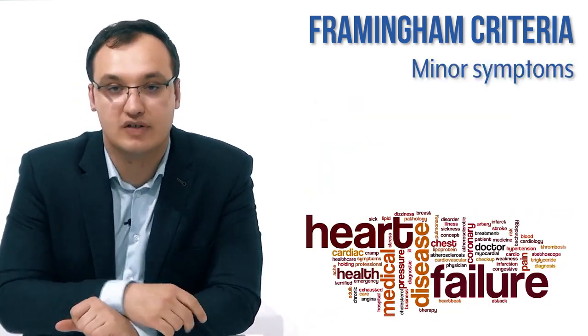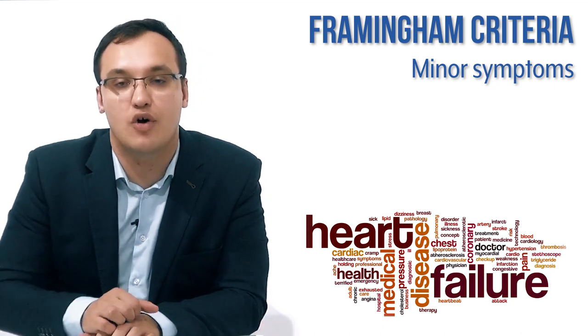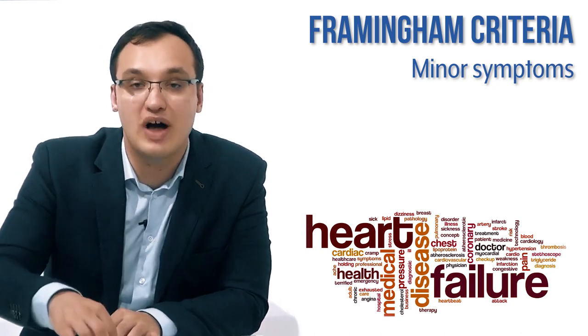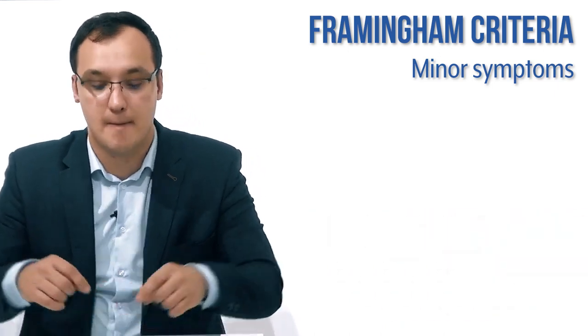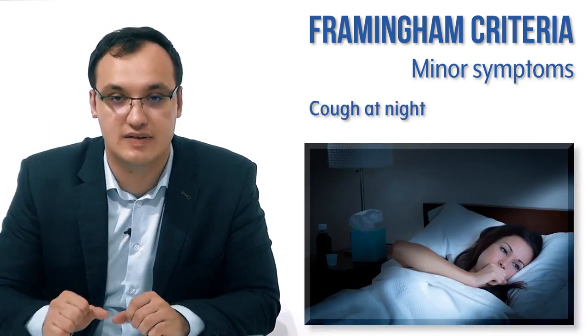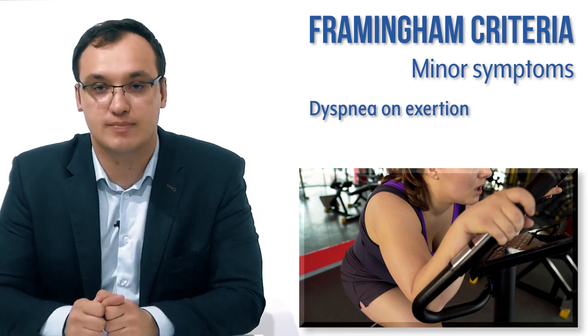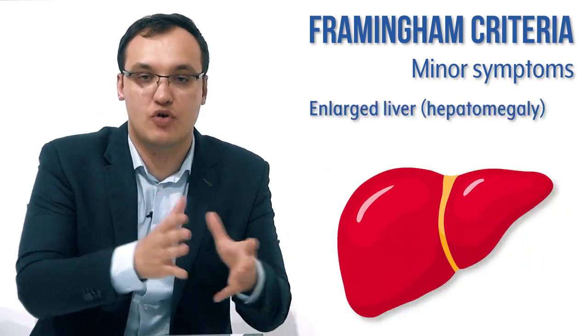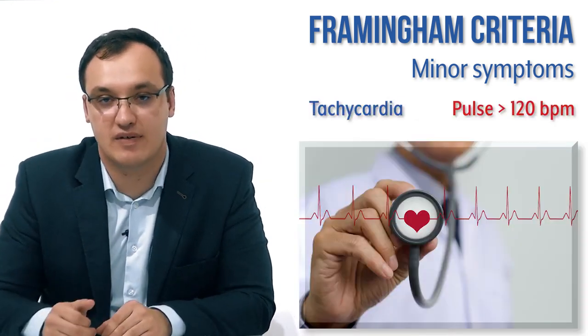The minor criteria: if we have 2 of the major ones, then we have a diagnosis of heart failure. Or if we have 1 major together with minor criteria, which were bilateral leg edema, cough during night, dyspnea on regular exertion, hepatomegaly, which is an increased liver, or tachycardia, which is a heart rate of more than 120 beats per minute. Good.